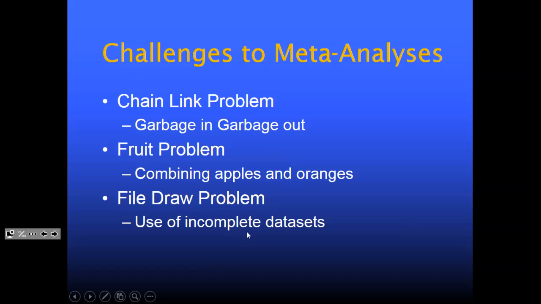And then what happens if some of the studies are incomplete? You want to use those in your meta-analysis, because again, meta-analyses are good because they're more robust. You're getting more and more data, more and more numbers. However, if one of those is incomplete, what do you do?